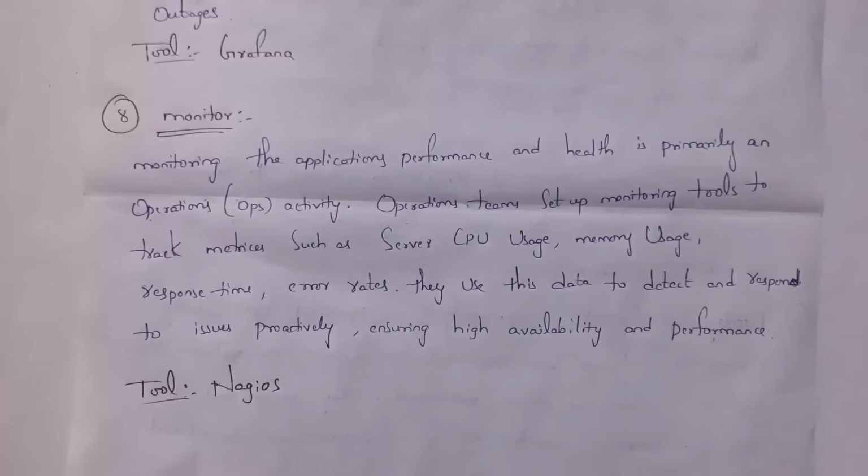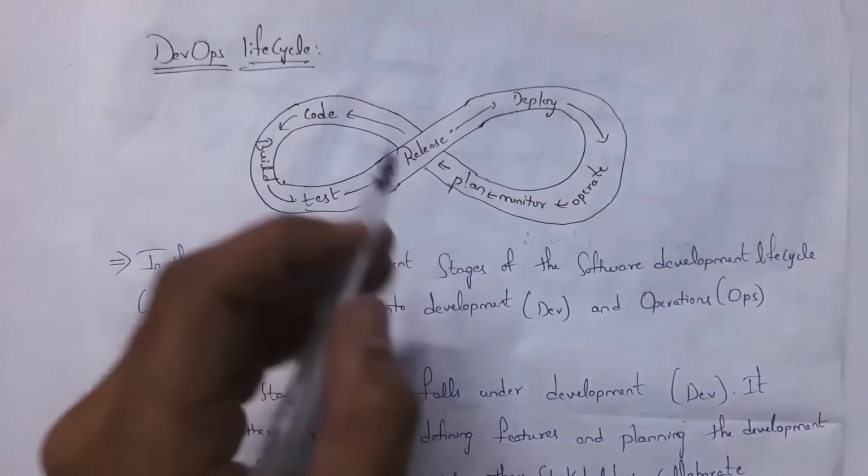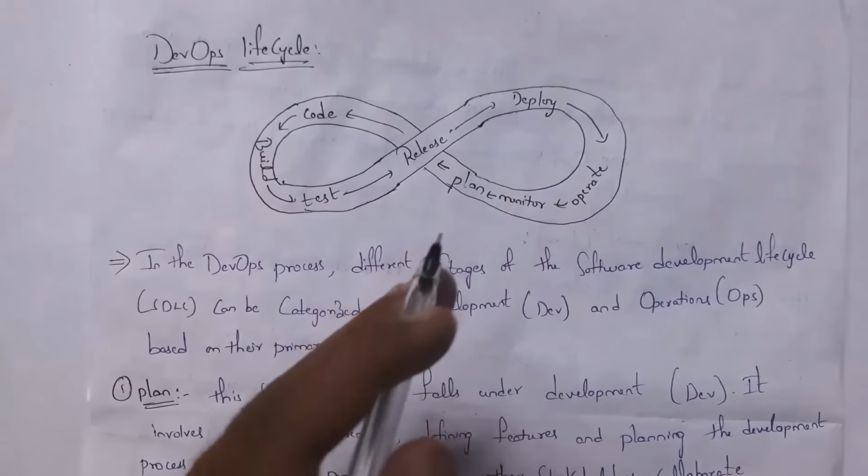Guys, this is all about the DevOps lifecycle. Guys, if you see, this diagram is like a loop. That is nothing but it is a continuous process.